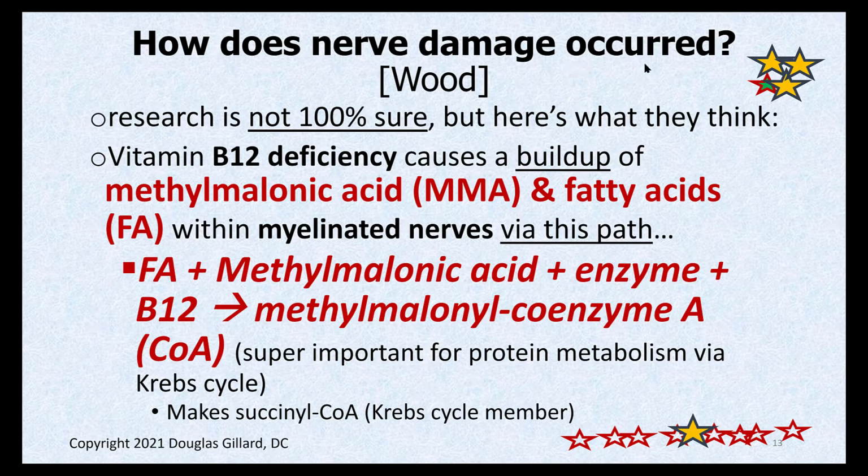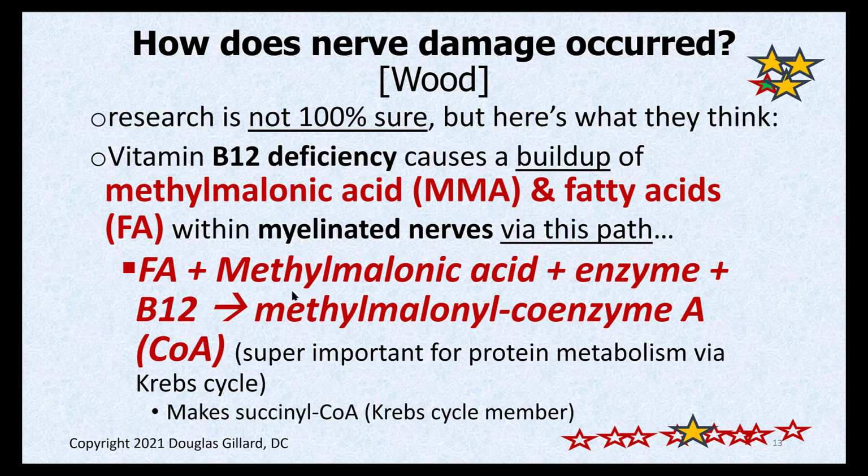How does the nerve damage actually occur? Now, research isn't 100% sure, but here's what Robbins thinks and Woods thinks. Vitamin B12 deficiency causes a backup, and here's the take-home message, of something called methylmalonic acid, or MMA. Fatty acids get backed up too, but the big one is methylmalonic acid. It's caustic to the nerve. It's damaging. It's like pouring gasoline on the nerve if this backs up.